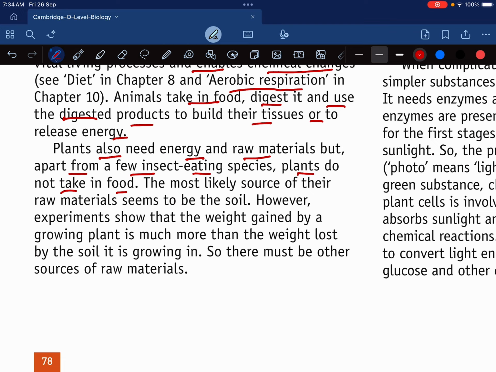Some of the plants, I don't know if you guys have played Plants versus Zombies, but there was this one plant that could eat up the zombie, right?